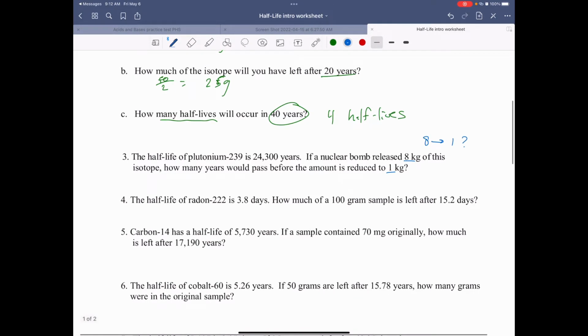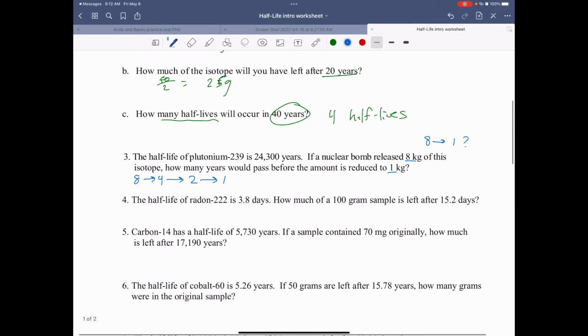There's a lot of ways we could do this problem, but I'm just going to do sort of the easiest way to visualize. So if we start with 8, after the first half-life we have 4. After another half-life we have 2. And after another half-life we're down to 1. So how many half-lives have passed? Well, 1 here, then 2 have passed, so 3 total. So 3 half-lives have passed.